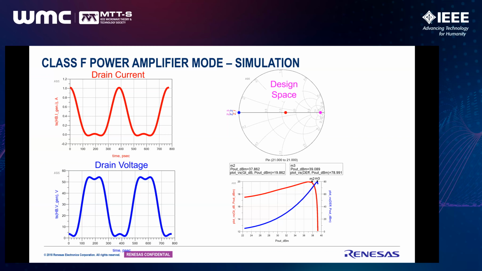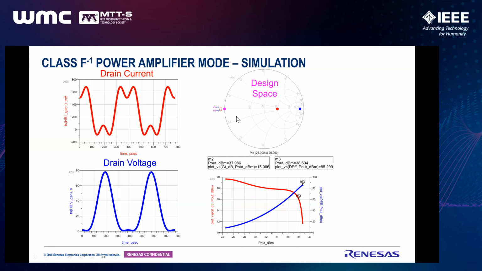Similarly, for an inverse class F PA, if we terminate second harmonics around open and third harmonics around short, you see we can in fact shape the drain current towards rectangular, and the drain voltage again is half sinusoidal. And this is a 28 volt device operation, and the peak voltage is about 3 times that supply rail.